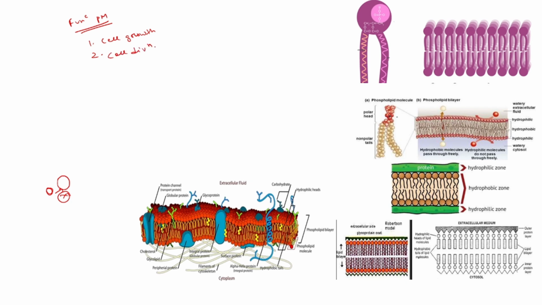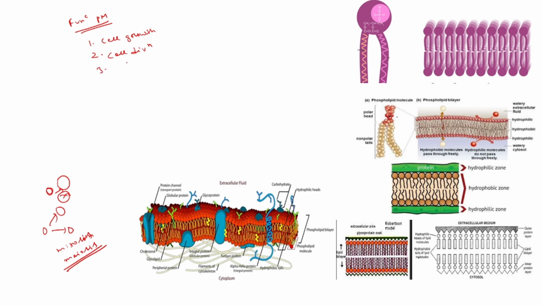Cell division means one cell divides into two cells. Mitosis and meiosis you will learn about after some time. So mitosis and meiosis, two types of cell division, are present in the cell, and cell division is also due to the plasma membrane.